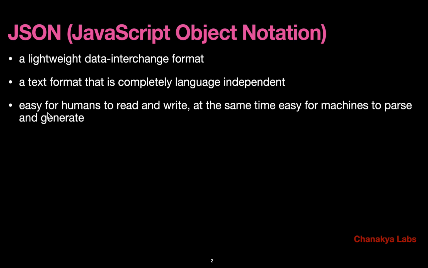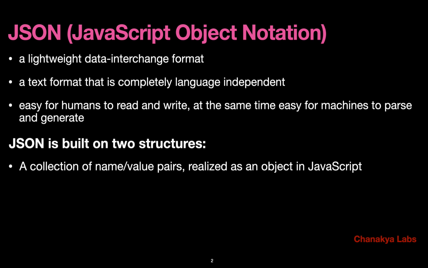As we discussed, it is easy for humans to read, and at the same time it is also easy for machines to parse and create on the fly. Now let's go into a bit about the structure of JSON. As we discussed, it looks somewhat like objects, but it is not completely like that. We will see a few differences.